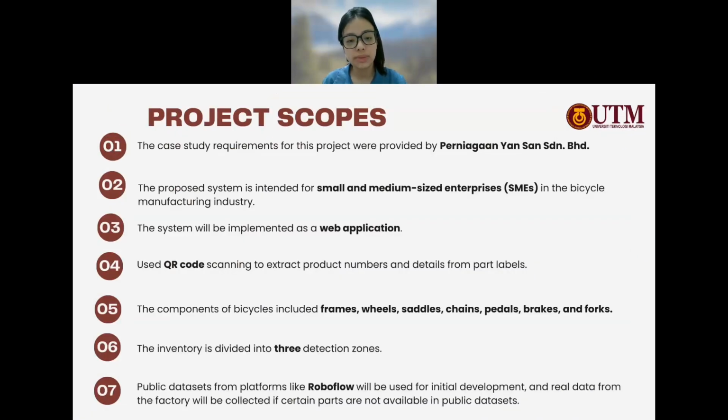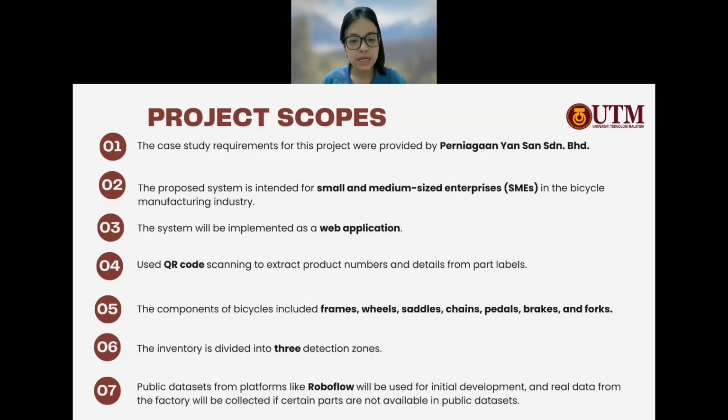Next, we come to the project scope. First, the case study requirements for this project were provided by Perniagaan Yansan Sdn Bhd. The system is intended for small and medium-sized enterprises in the bicycle manufacturing industry. It was implemented as a web application, and the inventory components included bicycle parts such as frames, wheels, saddles, chains, pedals, flags, and forks. For the computer vision part, the inventory was divided into 3 detection zones.